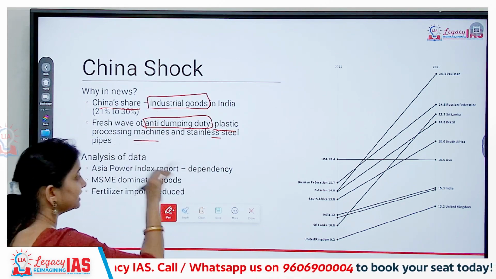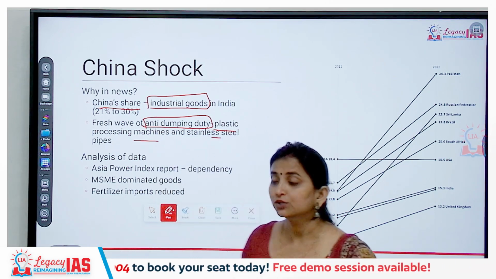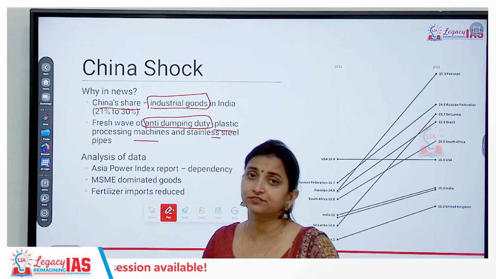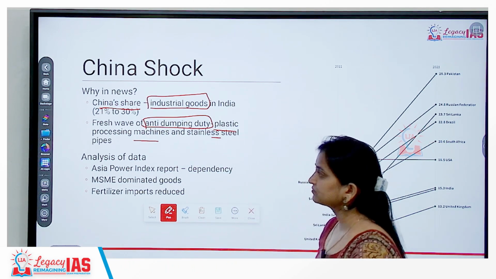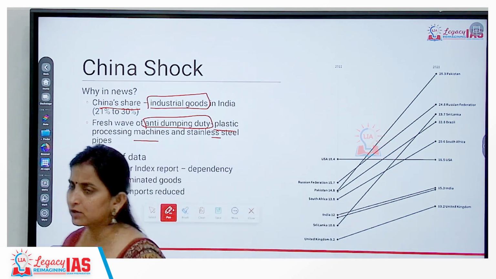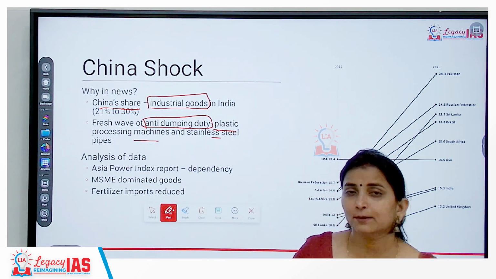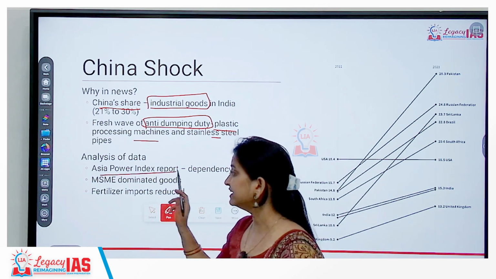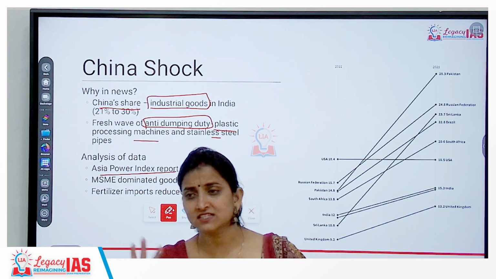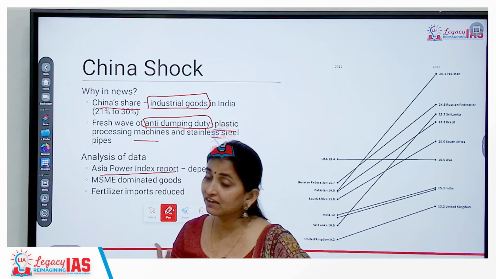China's share in India's industrial goods sector has increased from 21% to 30%. So that means China currently has control over a large chunk of India's manufacturing sector, ठीक है? In terms of production. We are discussing this also because of one of the news items running in current affairs last week, a report by the name Asia Power Index report, which says that India is the third most influential power within Asia, but India is heavily dependent on China.